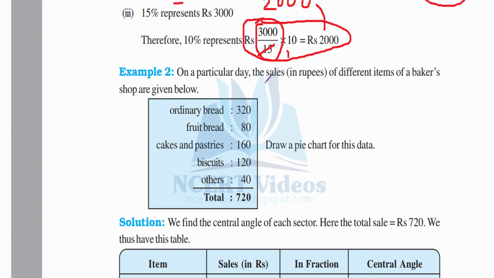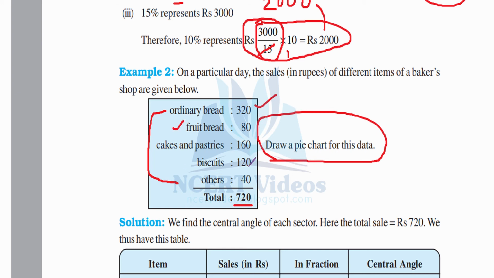Example 2. On a particular day, the sales in rupees of different items of a baker's shop are given below. So these are the sales on different items on a baker's shop. We need to draw a pie chart using this data. So first of all, we must know total sales. Obviously in rupees. So 720 rupees he earned in a day, of which 320 came from ordinary bread, 80 came from fruit bread, and so on.